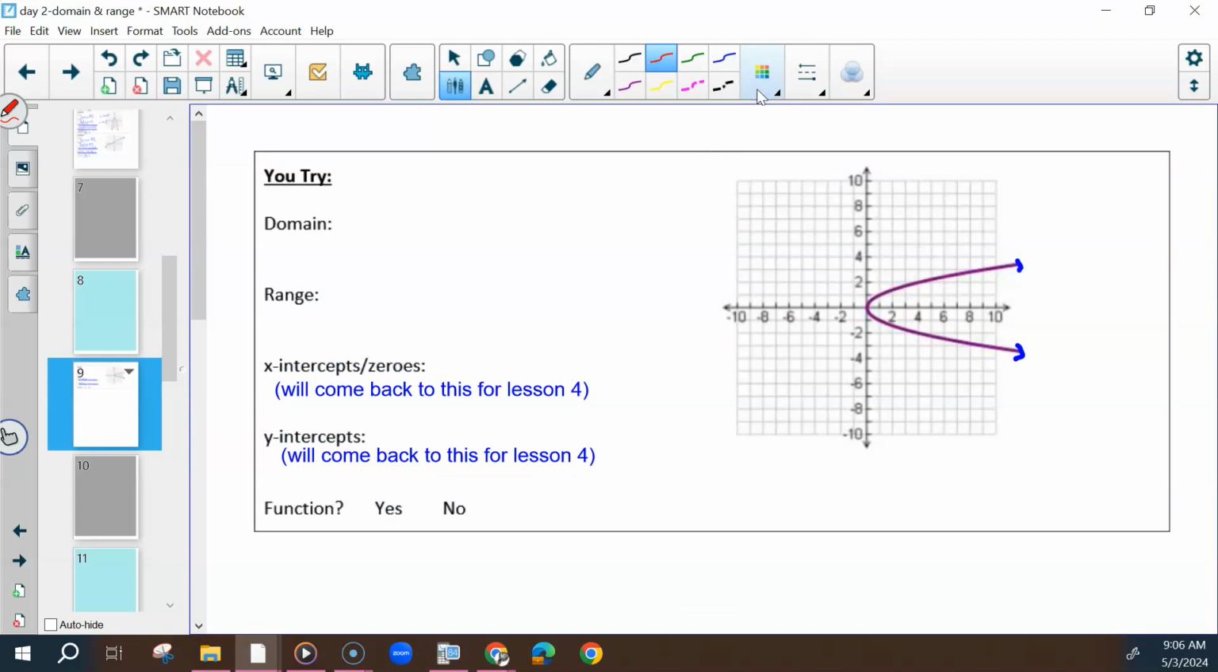What is that domain? Curly brackets, x such that x is an element of all real numbers? It's not going to be all real numbers for the domain. X is greater than or equal to 0, because it has a starting point, but it keeps going to the right. It doesn't go left and right, so it can't be all real numbers. But for the range, curly bracket, y, element of all real numbers, curly bracket. The range is all real numbers because it keeps going down and up.